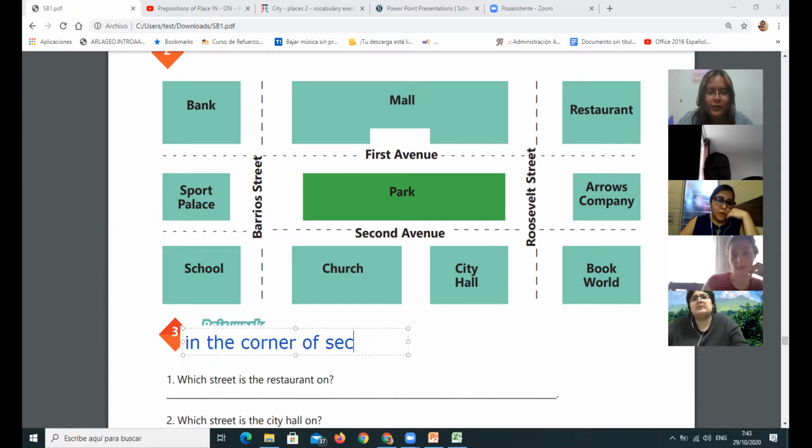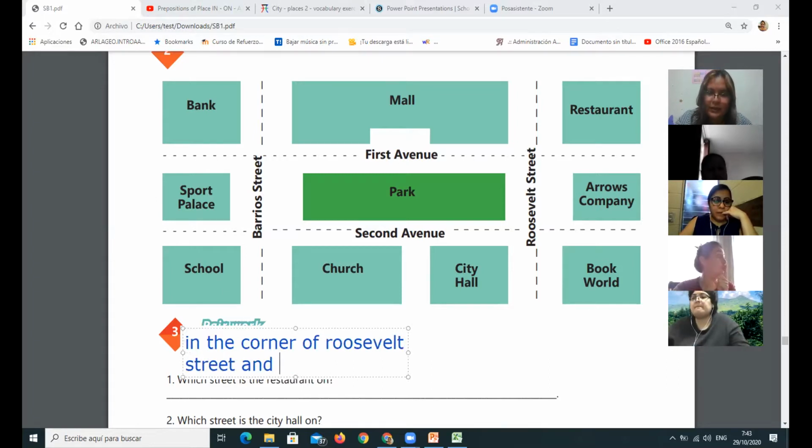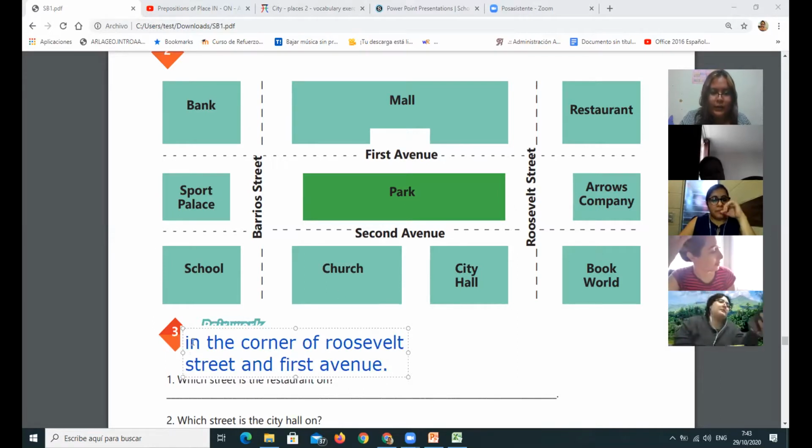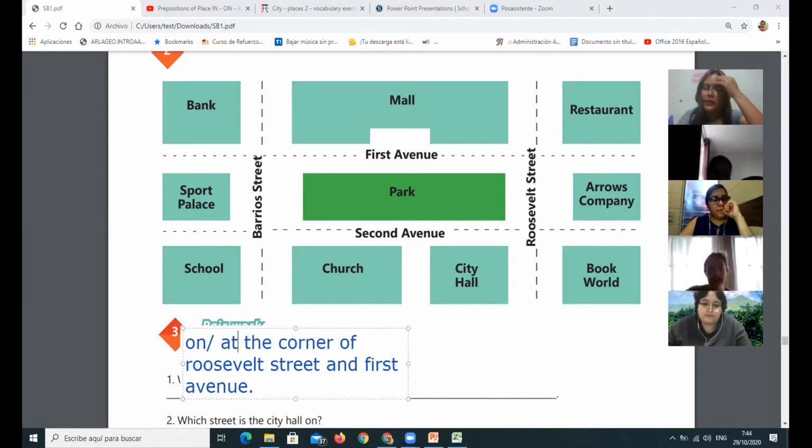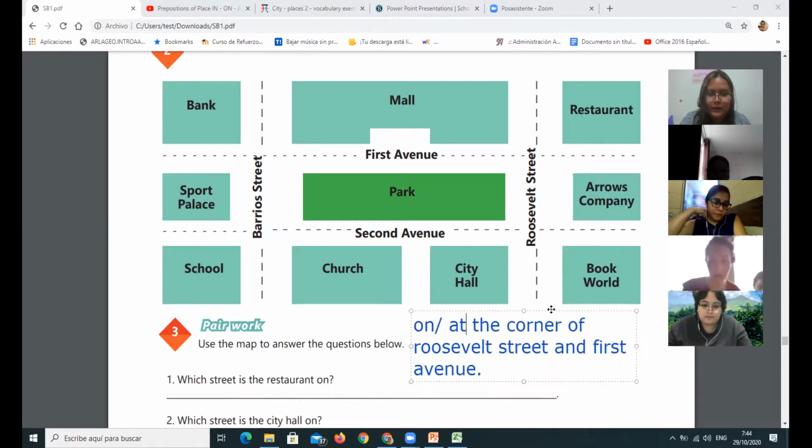Roosevelt Street. Sorry. Roosevelt Street and First Avenue. That's right. Okay, very good. So in this case, we're going to say on the corner of, right? We can say on the corner of or at the corner of. Good. So this is where the restaurant is.